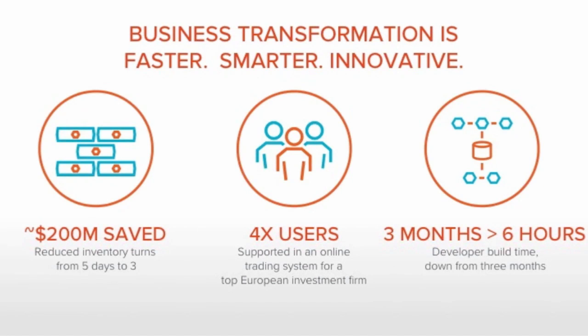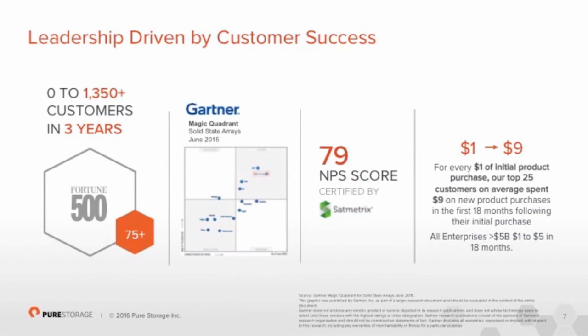You also see here development time, and so folks who are trying to get to market faster are seeing vast reductions in build times because of this faster access to information. So reducing a 3-month process down to 6 hours can be highly transformational to the business. This has given us a lot of great results.